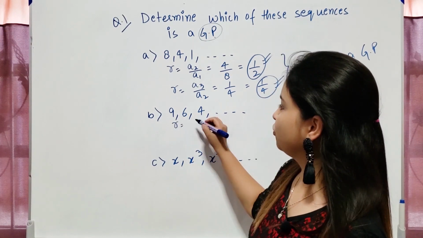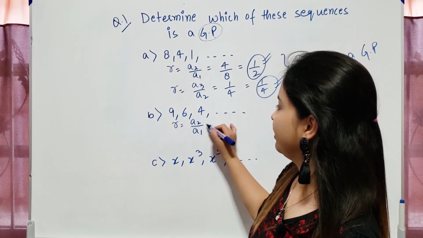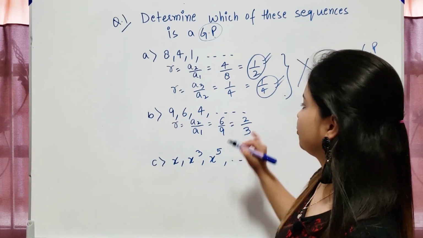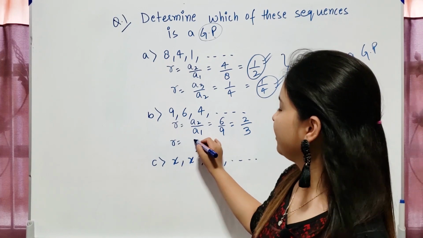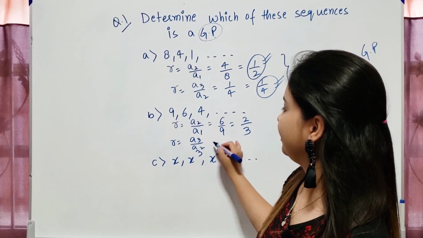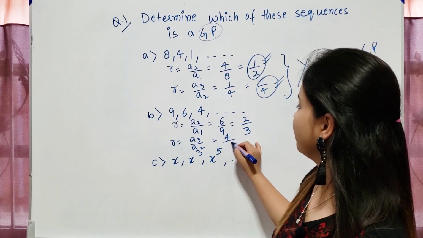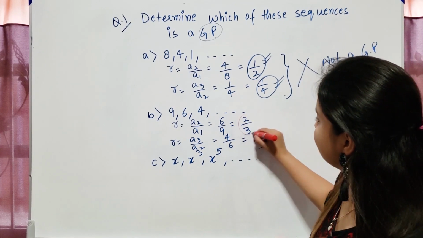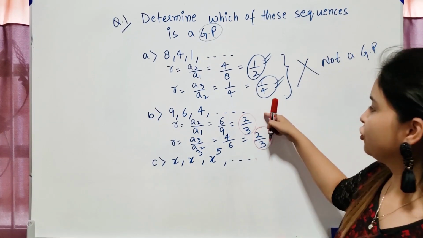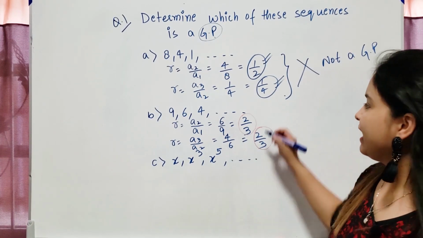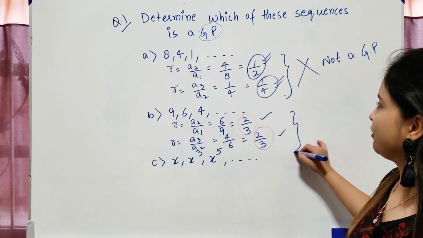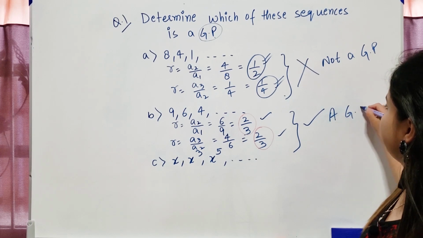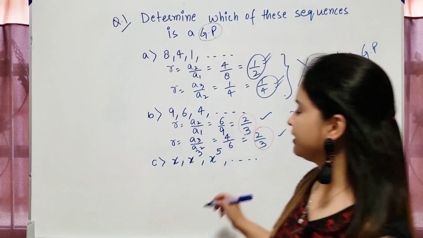Find R using A2 and A1. 6 over 9, which is 2 over 3. Again, find R using A3 and A2. 4 over 6, which is 2 over 3. Now, these two are 2 over 3 and 2 over 3. They are equal. They are same. That means this sequence is a GP.